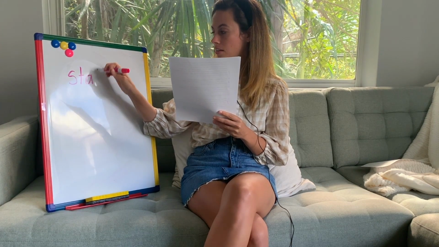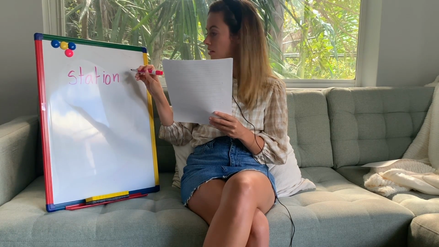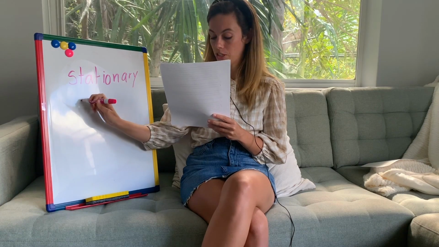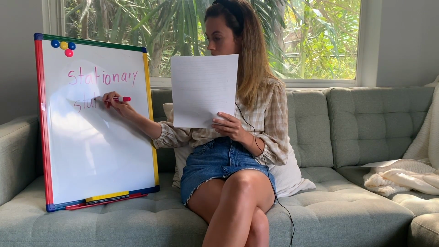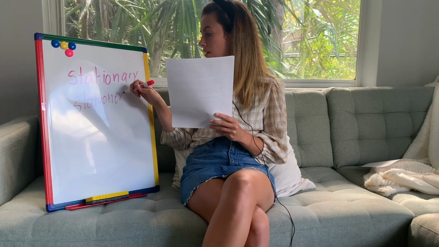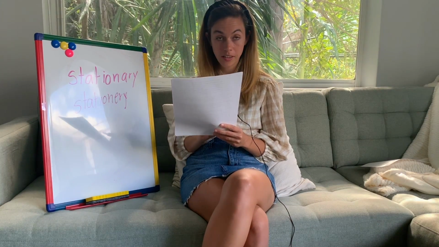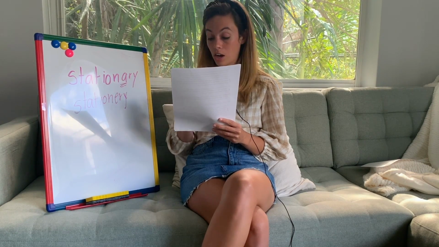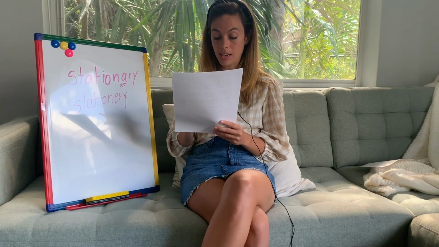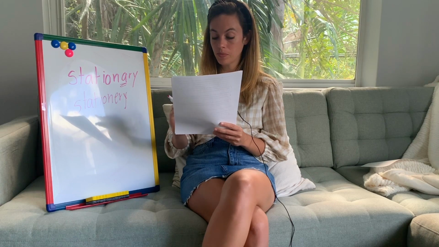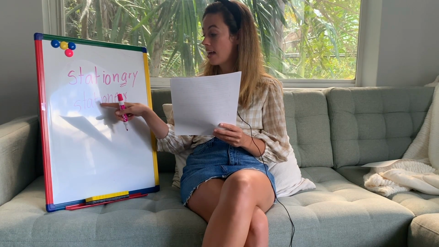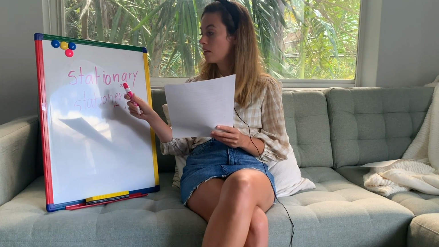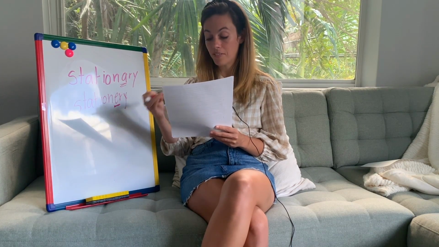So we have stationary versus stationery. Okay, so we have stationary versus stationery. S-T-A-T-I-O-N-A-R-Y is an adjective meaning unmoving or unchanging, while S-T-A-T-I-O-N-E-R-Y refers to paper and office supplies. So this one with the A means it's not moving. This one with the E is office supplies or paper.